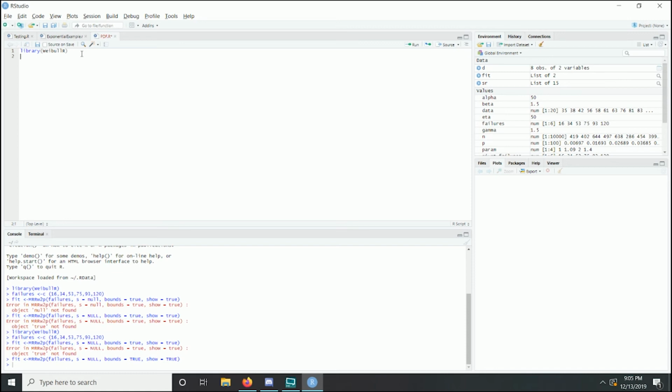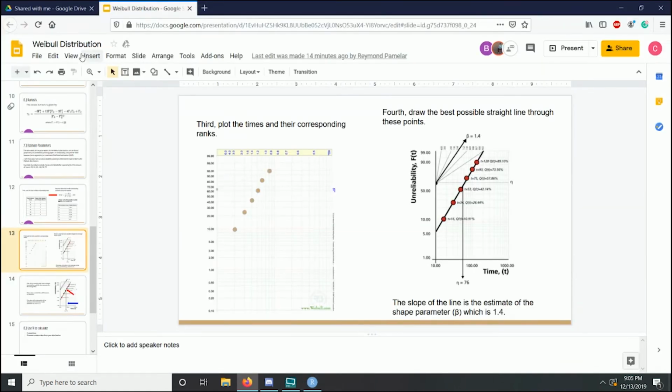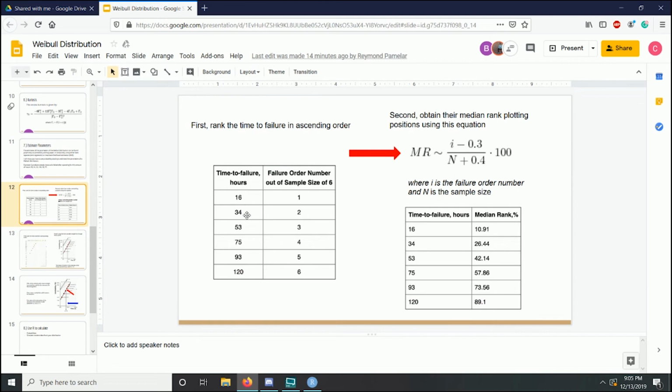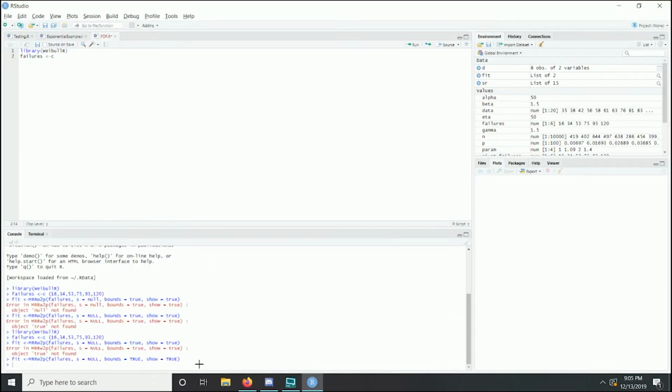First off, we're going to get our failures, which is just going to be a variable that's going to hold all of our failures that have happened with our last data set. In our data set, we have time to failure in different hours, so we're going to graph that. In our failures variable, we're going to have 16, 34, 53, 75, 93, and 120. And those are, again, all the times to failure that we have from our problem.